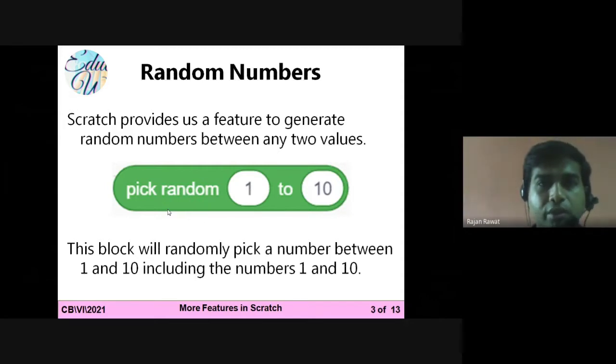Similarly, in this software, Scratch also provides a feature to generate random numbers between any two values. That value is provided by the user, that is, the person who is using this software. You can see this kind of green color block is there. We use this for picking the random number. What is the use of this random number?